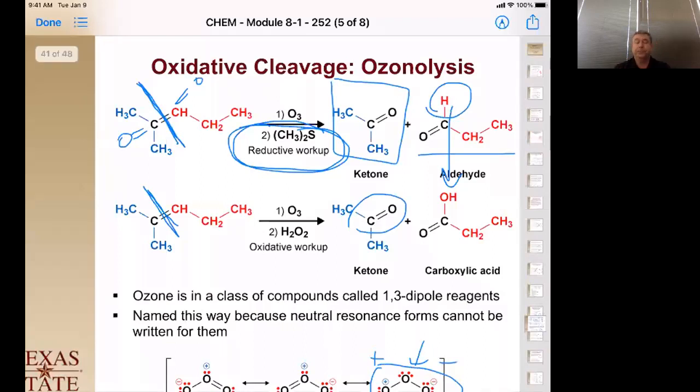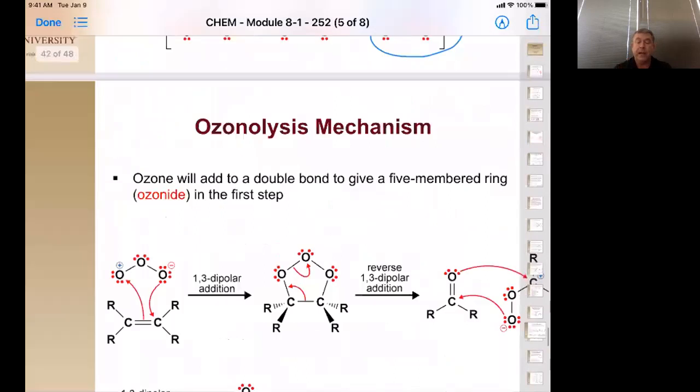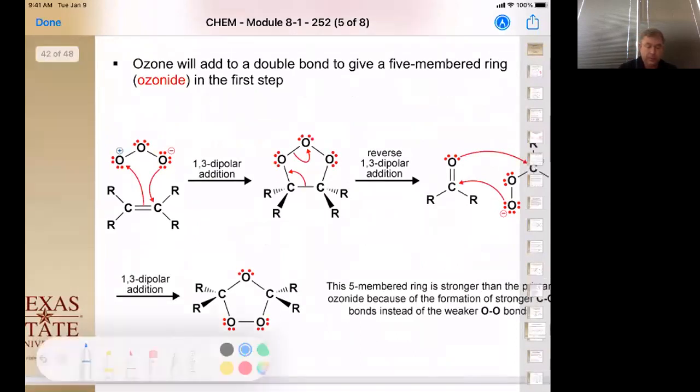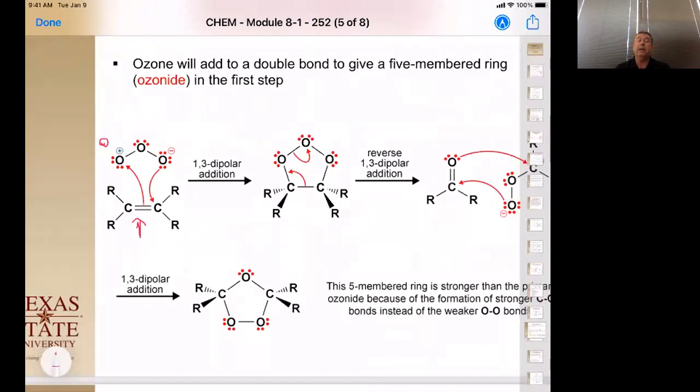So what's the mechanism? Well, I said that the 1,3 dipole structure of ozone is very important, because we have a negative side here and a pair of electrons in our pi bond here, and we have a positive charge. So we have what we call a concerted 1,3-dipolar addition. The electrons from the negative side come and attack this carbon, the electrons of the double bond attack the positive charge here, and we form this cyclic intermediate.